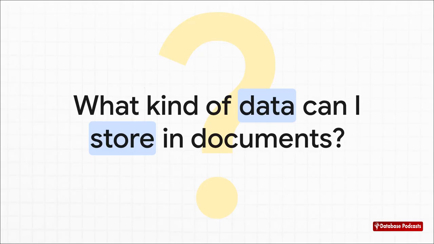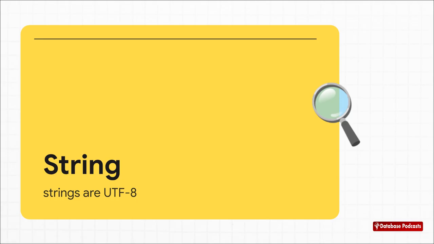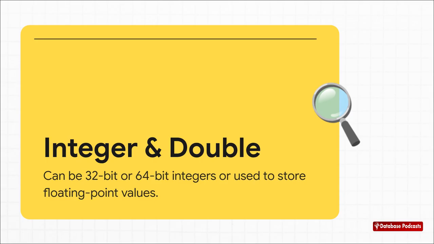Exactly. You know, a flexible container is great, but it's only useful if it can hold the kind of stuff I need it to. So what are my options? What kind of data can I work with here? Well, let's start with the basics you totally expect. Of course, you've got your standard UTF-8 strings for any kind of text you can imagine. And naturally, you've got your classic integers and doubles for all your numbers, whether they're whole numbers or have a decimal point, no surprises there.